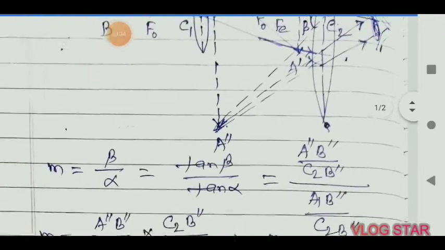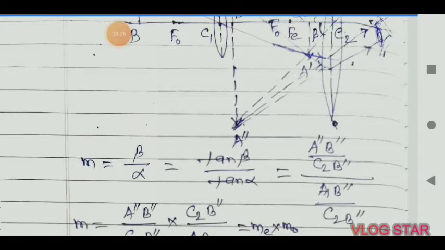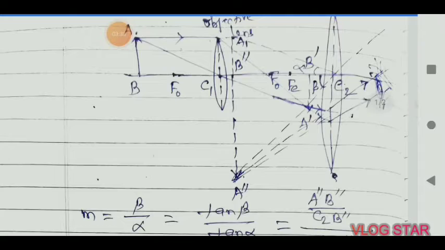Now what will be the magnification produced by this one? That is the angle subtended at the eyepiece to the angle subtended by the object, that is beta by alpha. Beta we have marked here. This is the angle beta that forms at our eye, because the eye is very close to the eyepiece. So the angle formed at the lens will be equal to the angle at the eye.